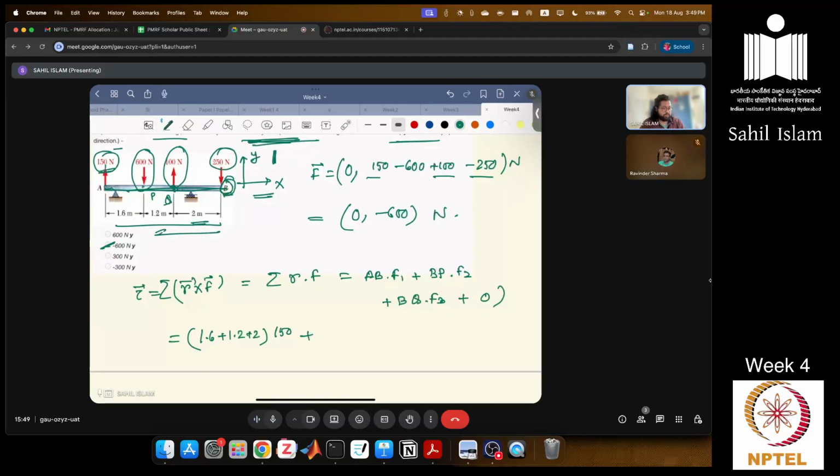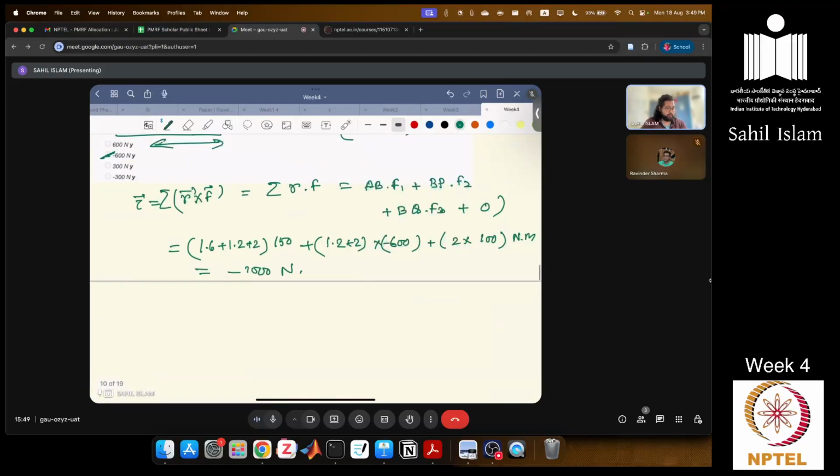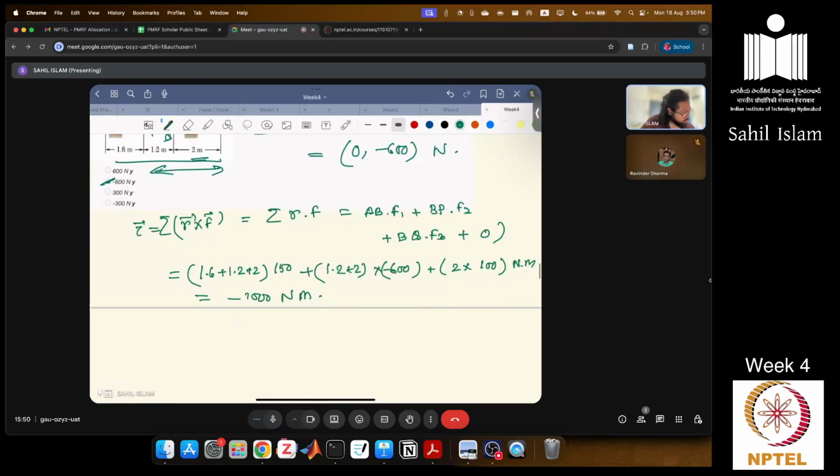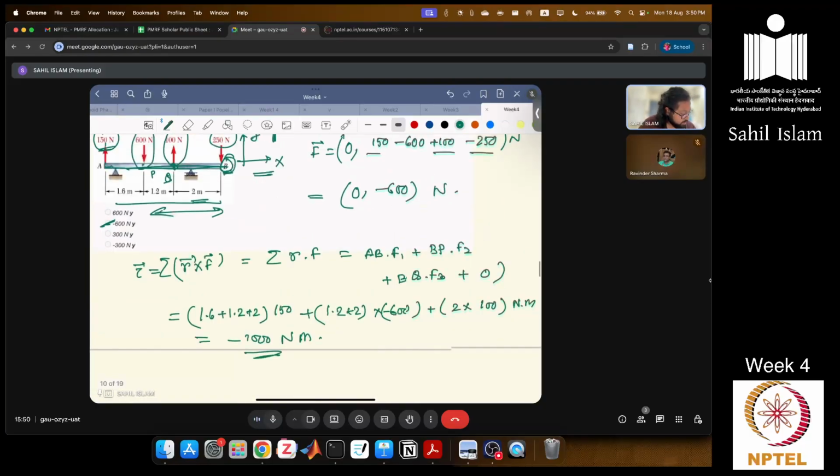BP, so BP is this, so 1.2 plus 2 times 600 but with a negative sign, plus BQ is 2 times 100 Newton meter. So I think you can calculate this. I did the calculation beforehand and I got minus 1000 Newton meter, sorry. So yes, in minus z cap direction.